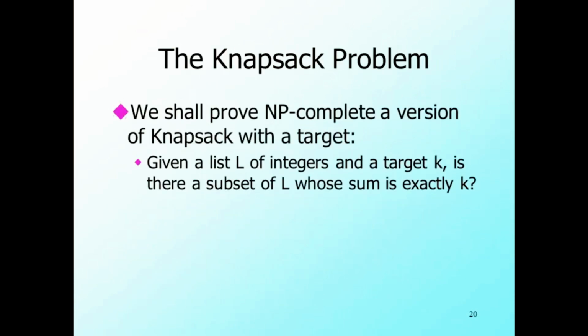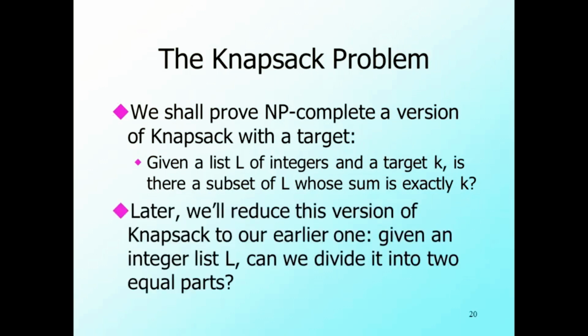Now, let's revisit our old friend the knapsack problem. We're going to prove knapsack is NP-complete. But it is easier first to reduce 3-SAT to a variant of knapsack, which we'll call knapsack with target. That is, given a list of integers L and an integer target k, is there a subset of L that sums to exactly k? Once we've shown knapsack with target NP-complete, we'll reduce it to the real knapsack problem, which is: given a list of integers L, can we divide L into 2 parts whose sums are the same?